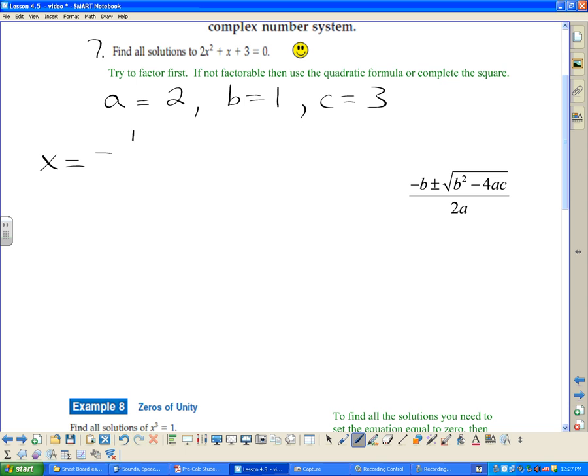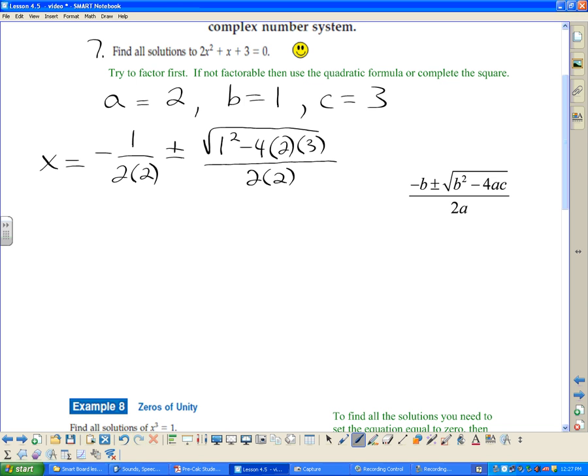So we get -1, and I like to pull it apart, so we get -1 over 2 times 2, plus or minus the square root of 1 squared minus 4 times a times c, divided by 2 times a. So this is -1/4 plus or minus the square root of 1 squared minus 4 times 2, which is 8, times 3 is 24, so we get 1 minus 24, which is -23 over 4.